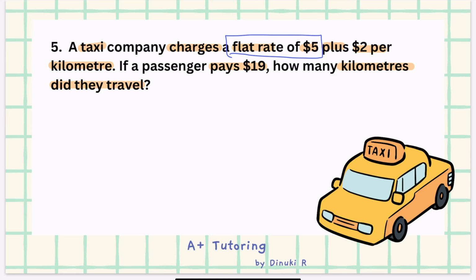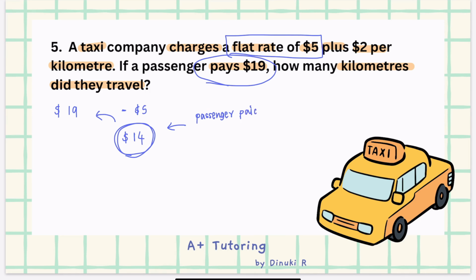So in a sense, we're going to be working backwards in this question. We've been told how much the passenger paid already. So the passenger paid $19. And before I said that the flat rate gets charged no matter what, right? So in that case, we need to take that $5 away, right? Which leaves us with $14. Now this 14 is essentially what the passenger paid for the number of kilometers that they traveled.